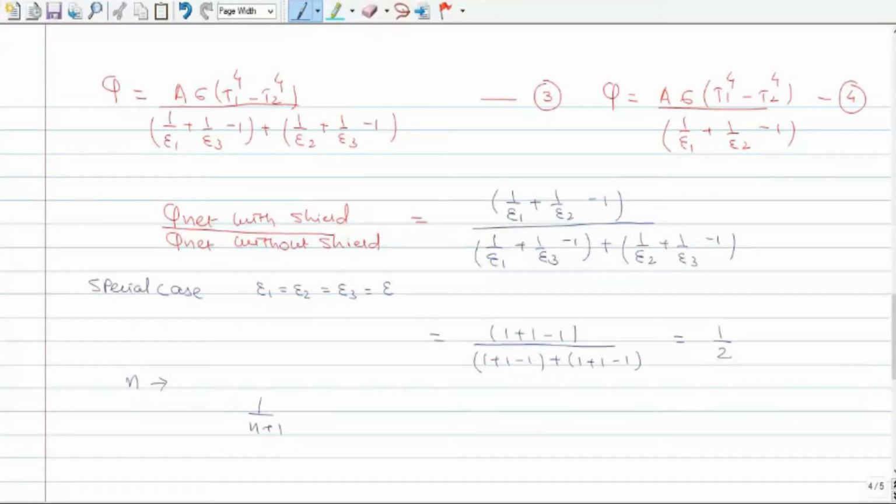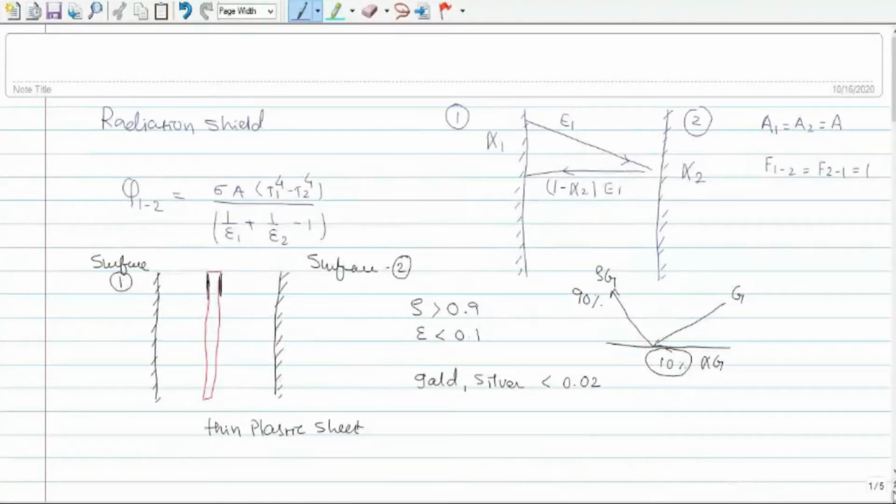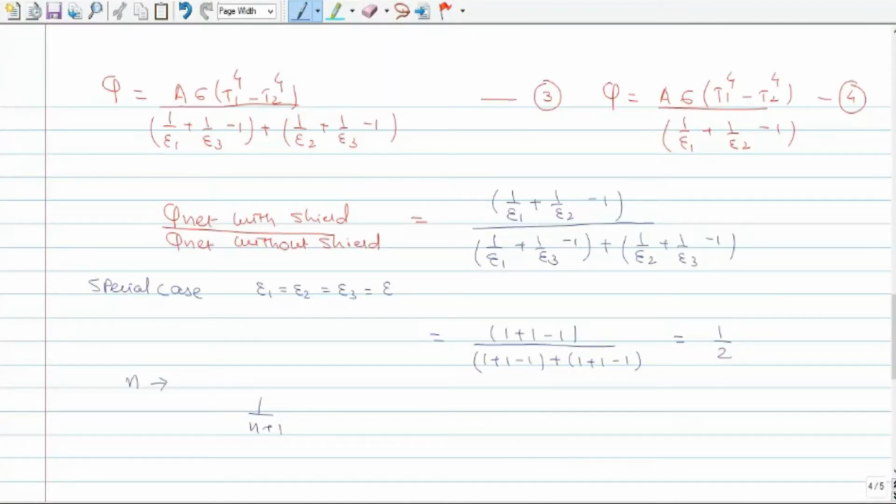If you are using 4 shields, then it becomes a 1 by 5. Likewise, you can write the expression for that. This is all about the understanding and analysis of radiation shield. So let's move towards our numerical based on that radiation shield, and it is asked in GTU.